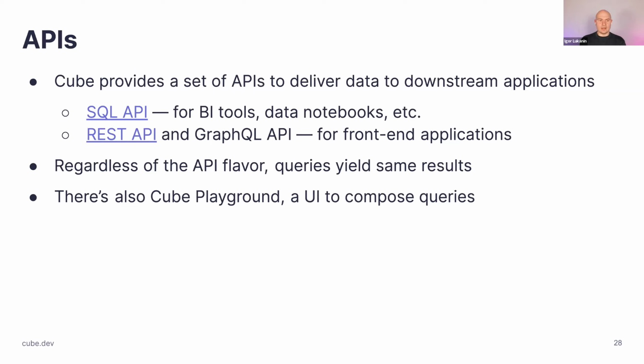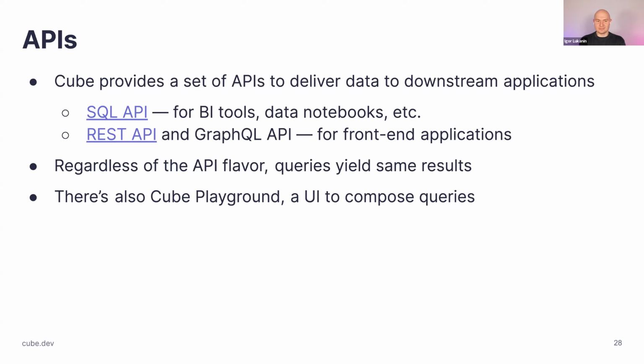Since Cube is this single source of truth for metric definitions, and those APIs are exposed by that source of truth, you get consistent results across all data consumers, regardless of which flavor of API you use.